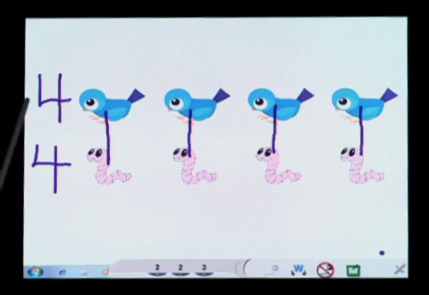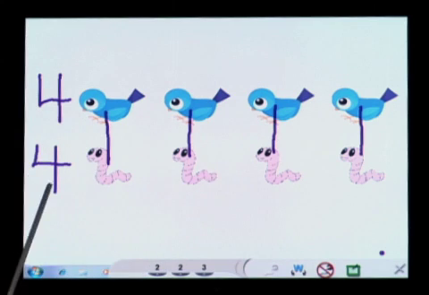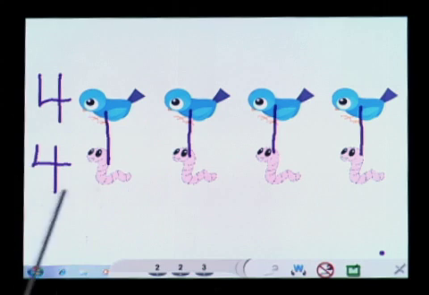Now notice these two numbers that we counted. This group has 4 and this group has 4. Both of these numbers are the same. They're both 4. And both groups are the same size.